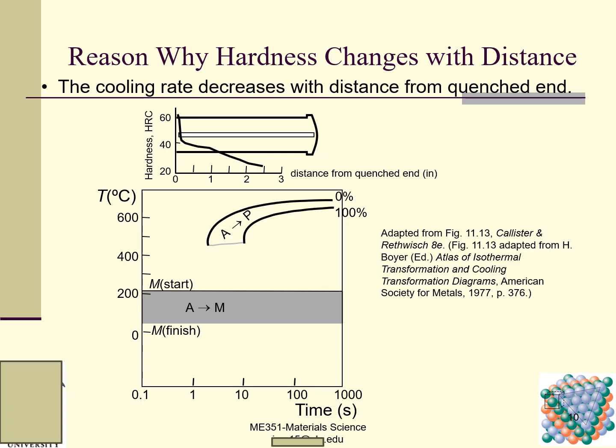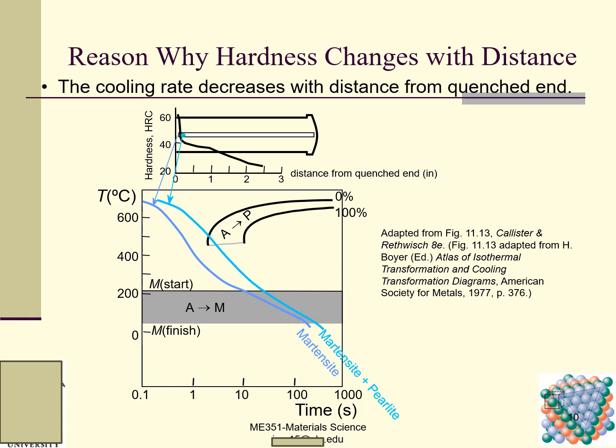Here is the transformation from austenite to pearlite. If the cooling rate is high enough, this cooling curve can avoid the nose of the transformation curve, so it can go on to get martensite. You can see this point corresponds to this point. The cooling rate is high enough that it can avoid the nose of the curve and get martensite.